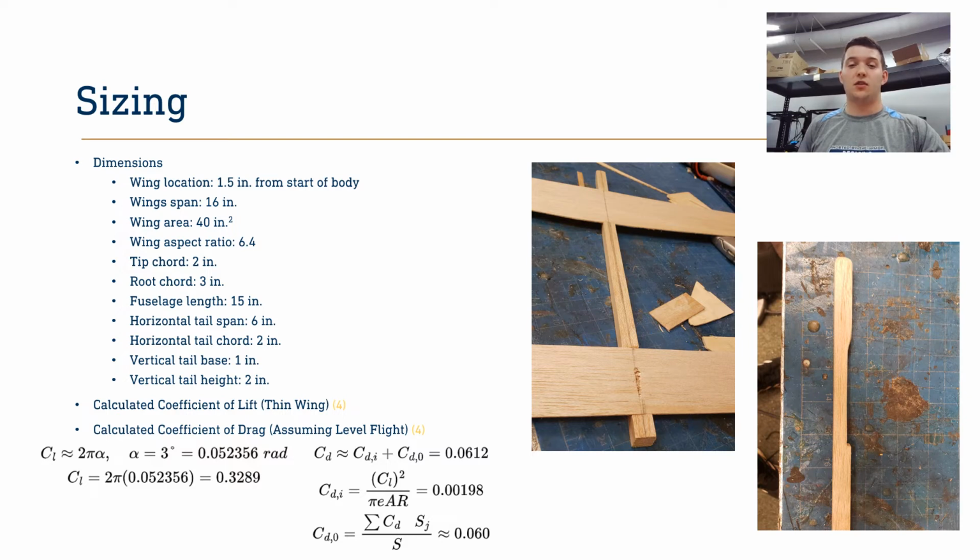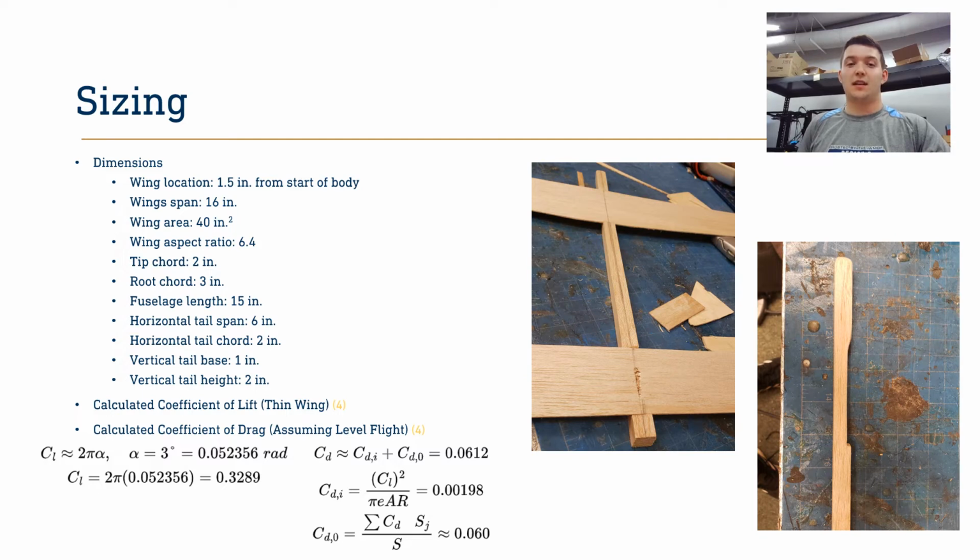This is the set of equations on the bottom left that state CL is approximately 2 pi alpha. Using our 3 degrees angle of attack, we estimated coefficient of lift to be 0.3289. To calculate an estimation for the coefficient of drag, we use the equation for induced drag, CDi, given in the aerodynamics lecture, as well as an equation for parasitic drag, CD0, from Synthesis of Subsonic Airplane Design in our references.